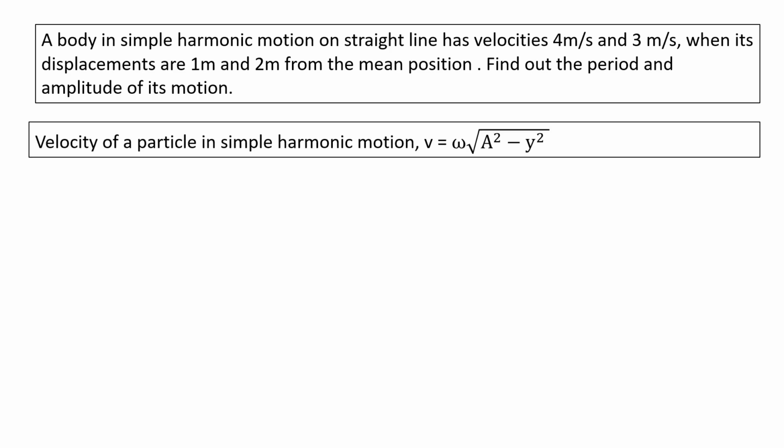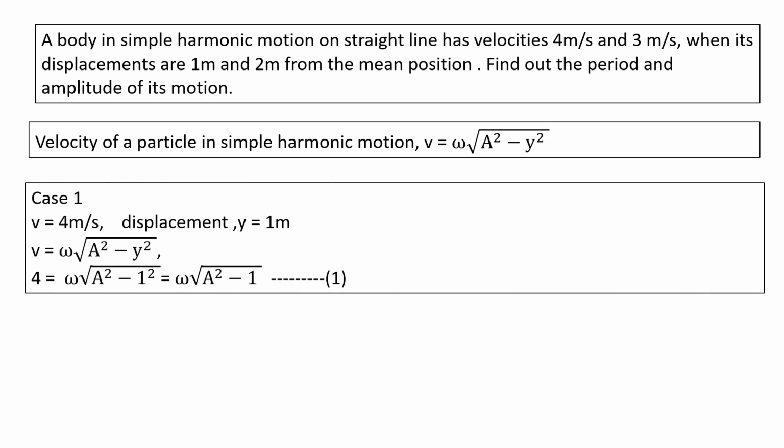The equation for velocity: v is equal to omega into root of a square minus y square. In case 1, v is equal to 4 meter per second, and displacement for case 1 is 1 meter, that is y is equal to 1 meter. We can substitute these values in this equation. Instead of v, 4 is given, and for y, 1 is given. 1 square is equal to 1. So 4 is equal to omega into root of a square minus 1. This is equation number 1.